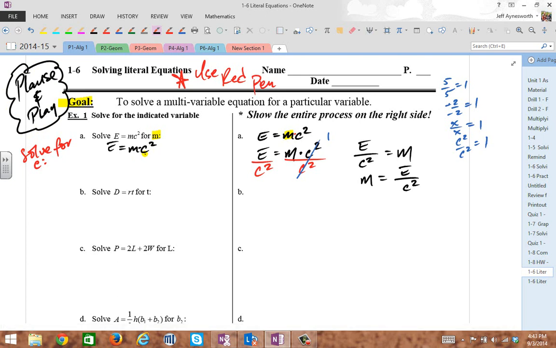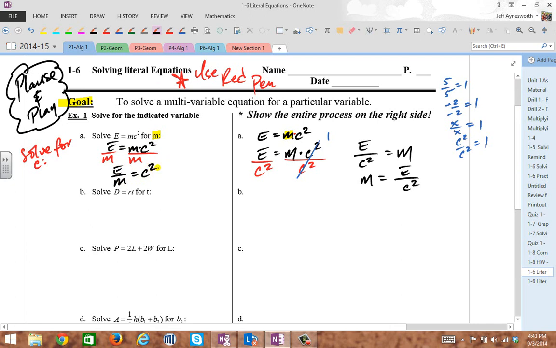Okay, now we're back, and hopefully you divided by m because it's multiplied by m. We want to solve for c, so divide by m on both sides. And you get E divided by m, the mass, is equal to c squared. And we're almost there. C is being squared, but somehow we have to figure out how to isolate c and cancel out the exponent here.